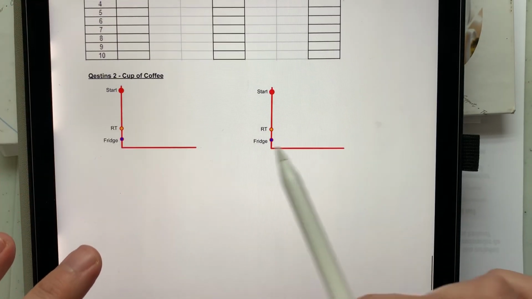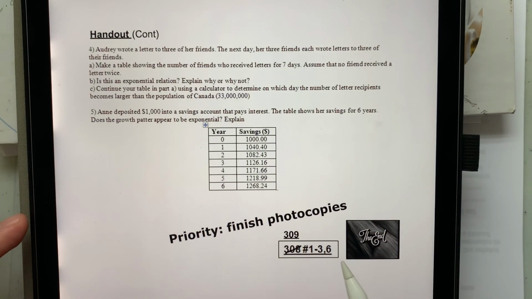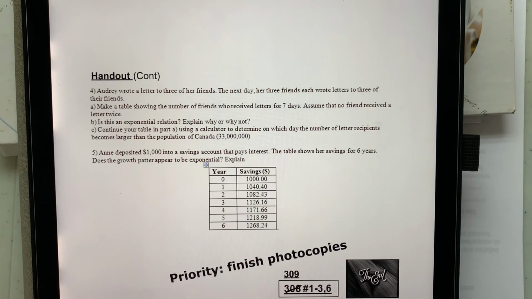I'll show this for the second one, the cup of coffee. And these are the other 3 questions that are left. Again, you don't have to do this part, just get those 5 questions. They're going to be a little bit more intense than usual, but I think it'd be worth your while.